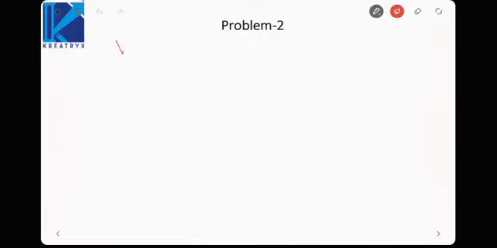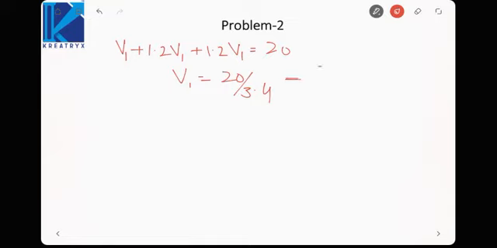So that is V1 plus 1.2 V1 plus 1.2 V1 is V phase, that is 20. So V1 will be 20 by 3.4. So this will come out to be 20 divided by 3.4, which is actually 5.88 kV. We need to find the voltage across the line end unit, that is V3, 1.2 V1. So it will come out to be 7.05 kV.